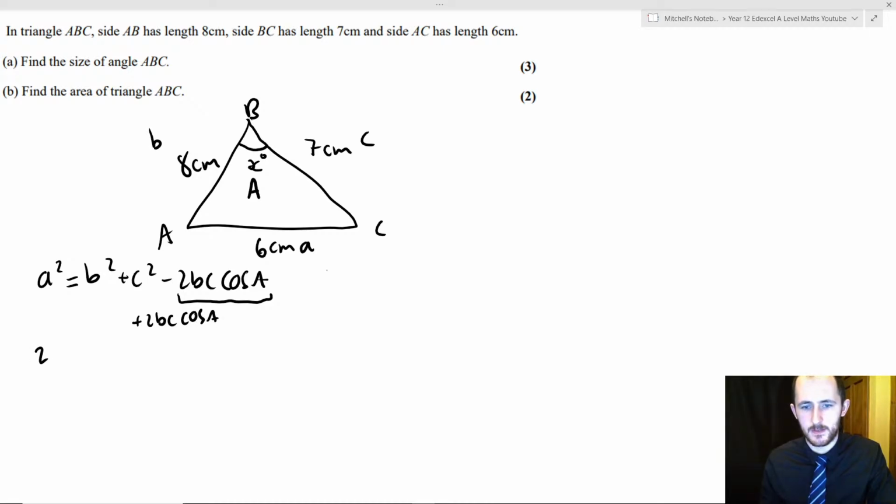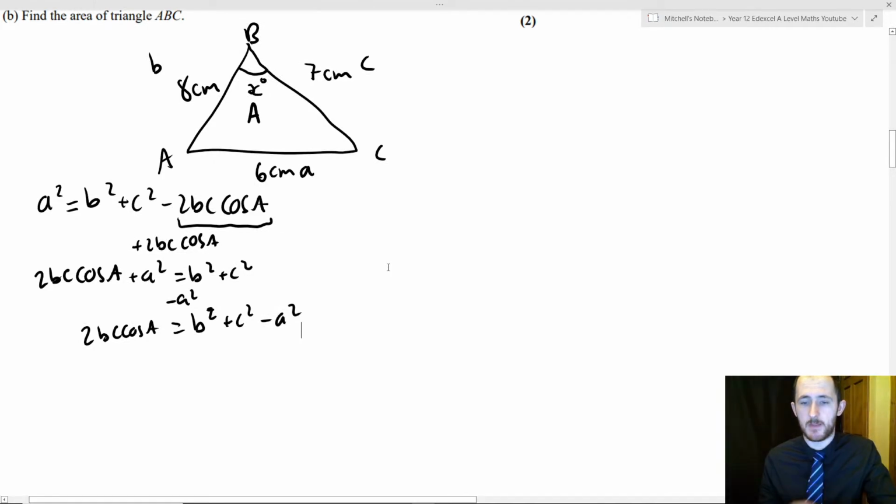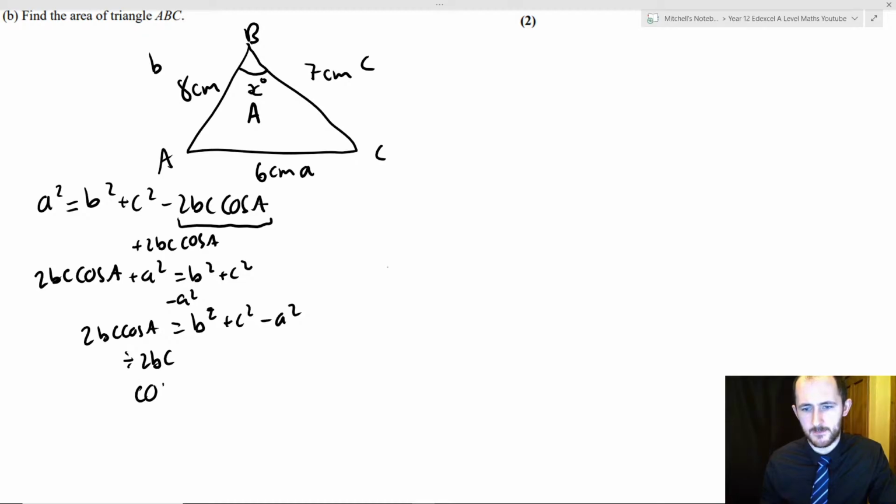So I have 2bc cos A plus A squared equals B squared plus C squared. Subtract the A squared to move that over to the other side, and we get 2bc cos A equals B squared plus C squared minus A squared. And it does matter what you call A squared, but the other 2, it doesn't actually matter. And then lastly, divide by 2bc, and we get cos A equals B squared plus C squared minus A squared over 2bc.